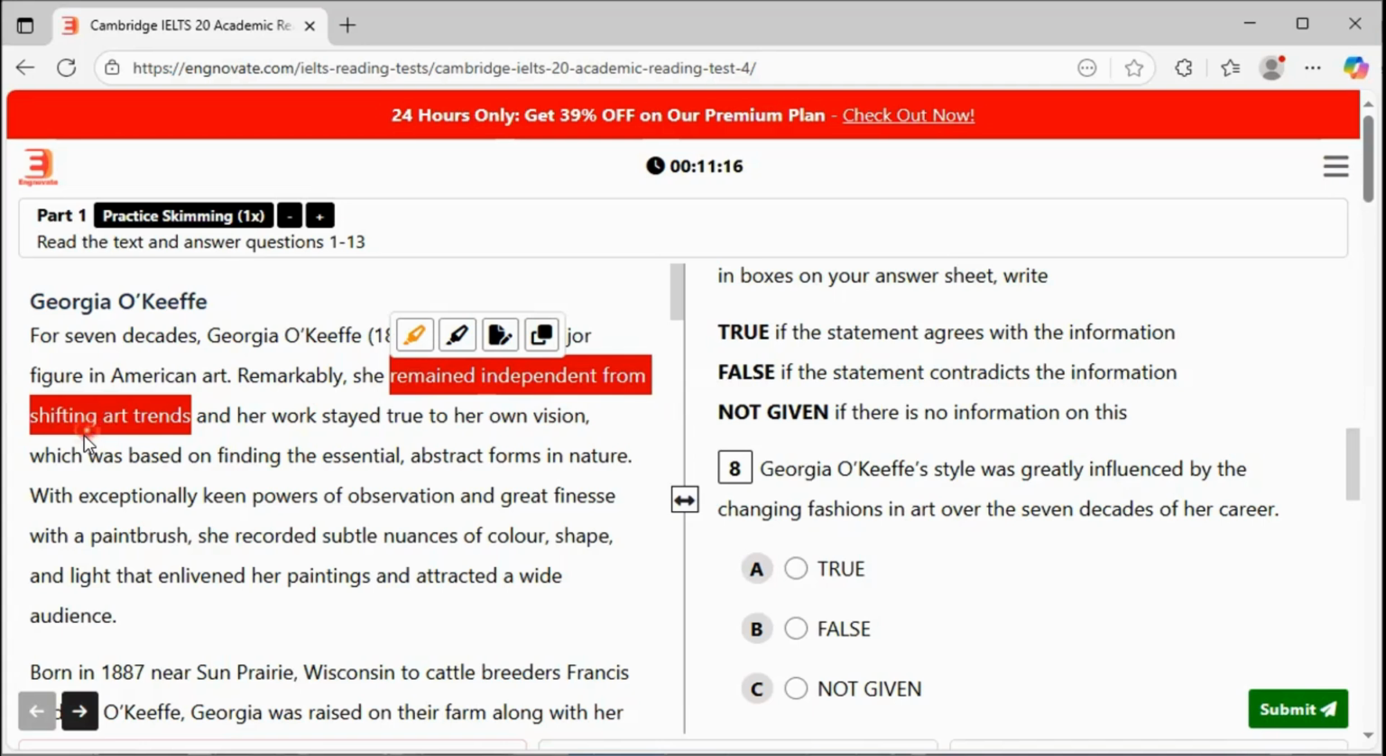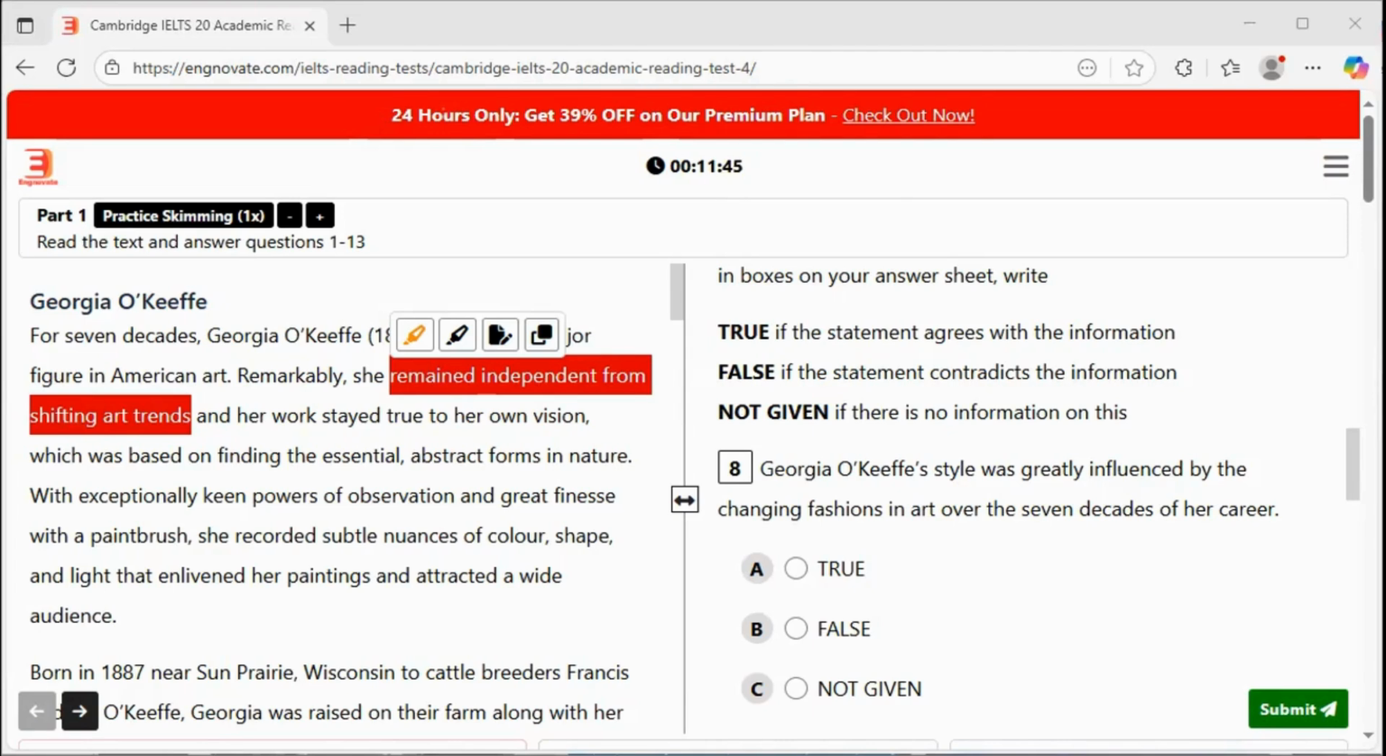Who can tell me? Let me see who is following me. What is the paraphrase for shifting art trend? Especially shifting. Shifting. Who can tell me? I want you to type in the Zoom chat box. What is the paraphrase for shifting? From this statement number 8, what is the paraphrase that they used for shifting? Anybody? What is the paraphrase for shifting? Who can give it a try? Anybody? Shifting is a paraphrase for what?